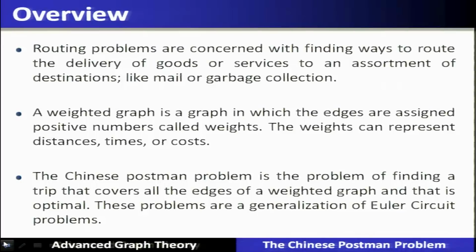In this problem setting, we require a weighted graph. The edges are assigned positive numbers called weights. These weights can represent entities like distances, time, and costs. The Chinese Postman problem is the problem of finding a tour that covers all the edges of the weighted graph and is optimal, that is, of minimum cost. This problem is a generalization of the Euler circuit problem that we saw in the last lecture.